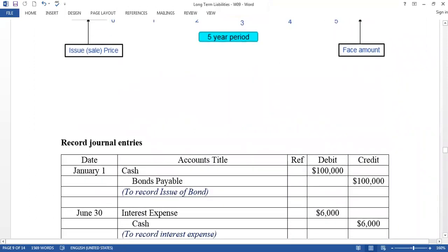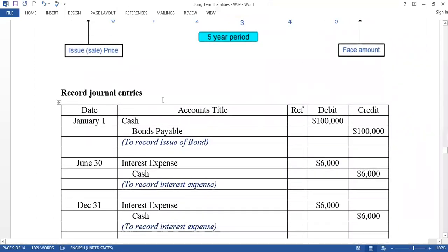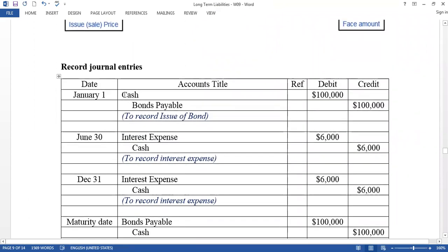Now, let's see the journal entry. Today you receive cash, right? Cash is our asset, and our asset increases. You know from your principles of accounting one that if cash or an asset increases, it is a debit. This is the cash at present value. What is the present value you receive today?